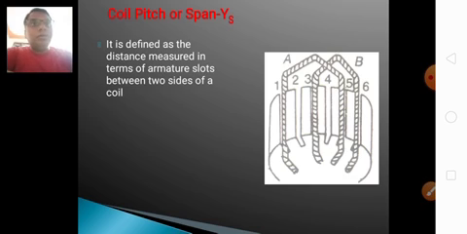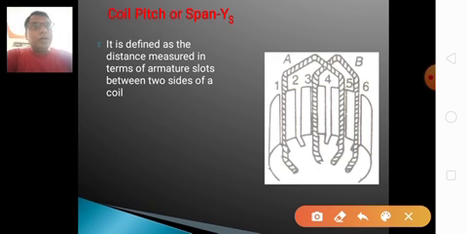Coil pitch or span pitch. Coil pitch or span is defined as the distance measured in terms of armature slots between the two sides of a coil. Suppose this is one winding, one coil placed in the first slot and the fifth slot.